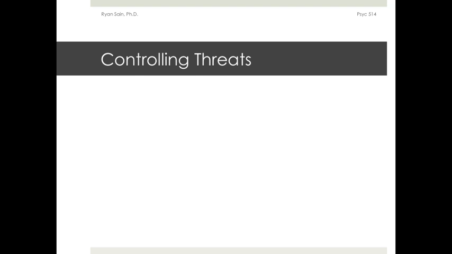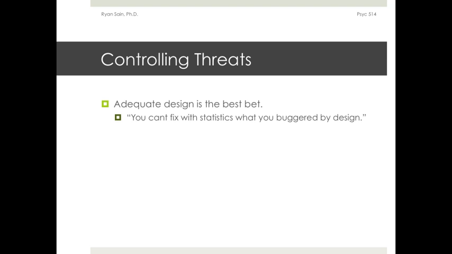There's lots of ways to control for threats, but adequate design is by far the best. If you design a quality experiment, you will control for as many threats as you possibly can. There's a quote on Dean Cruz's door that says something to the effect of, "You can't fix with statistics what you buggered by design." The point is that if you screw up your design, if you screw up your experiment, statistics aren't going to save the day.